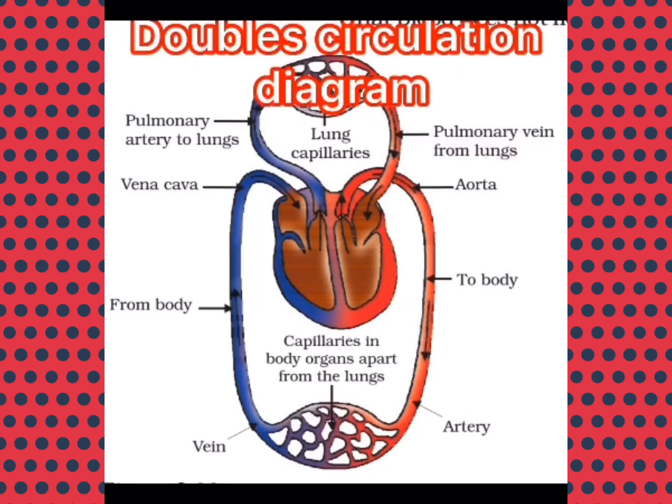Children, why do we have this separation? Oxygen rich blood and carbon dioxide rich blood cannot mix, so we need the separation, and it provides more energy. We need more energy to maintain our body temperature. So this separation of blood helps to maintain higher energy needs.